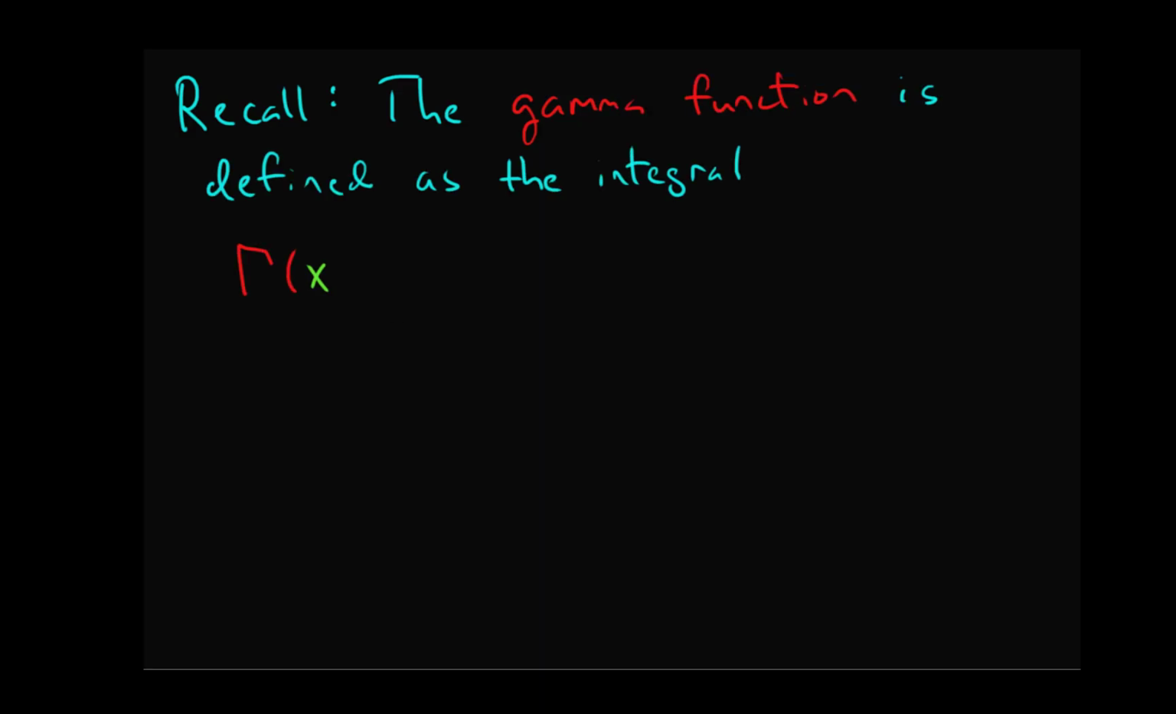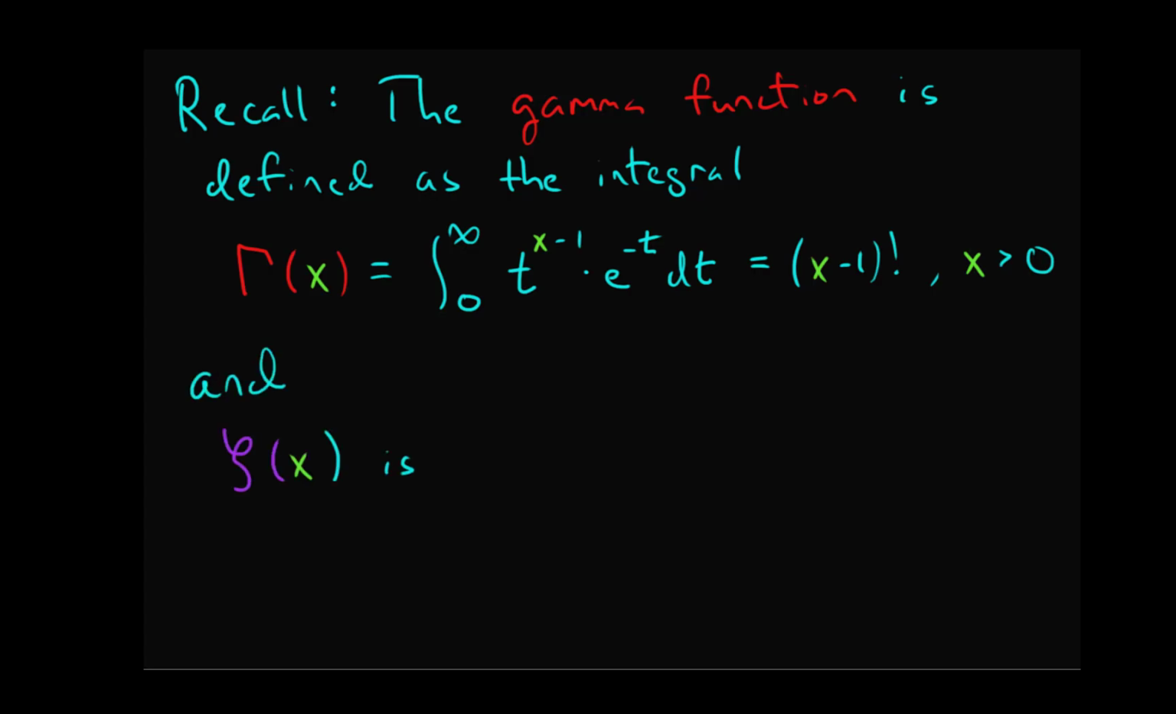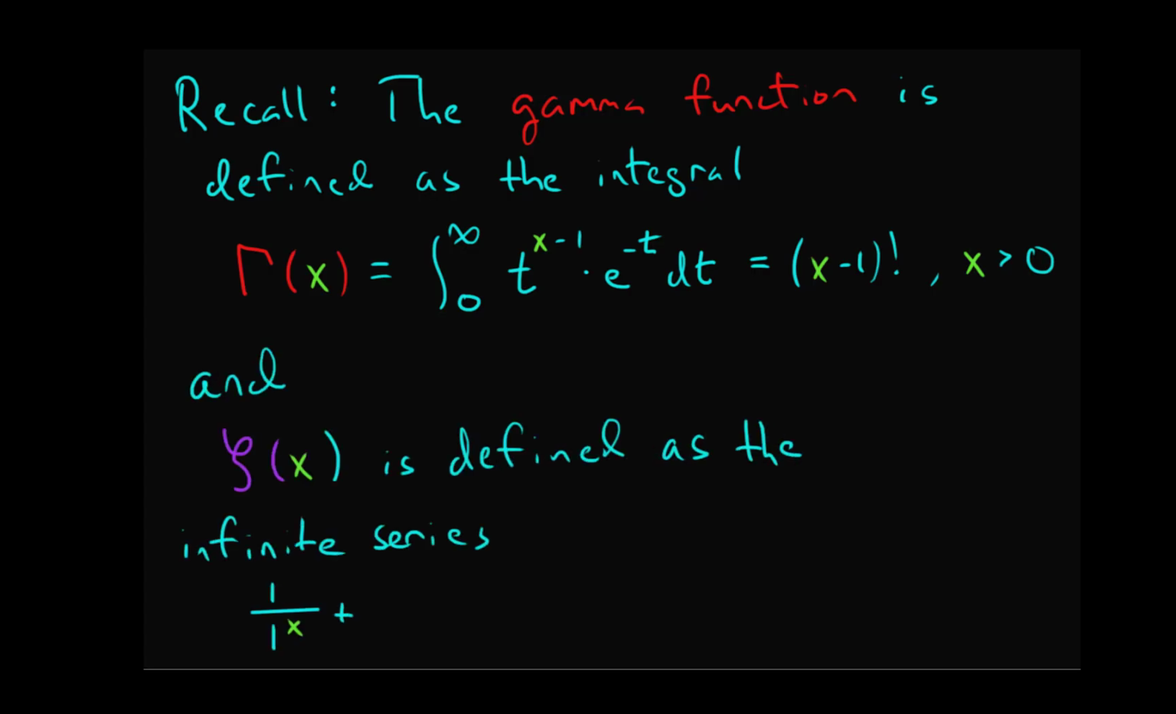So let's go about proving that result. All we have to recall for our purposes now is that the gamma function is defined as the integral from 0 to infinity of t to the x minus 1 times e to the negative t dt. This happens to equal x minus 1 factorial, and this integral converges whenever x is greater than 0. And the seemingly unrelated function zeta of x is defined again as the infinite series 1 over 1 to the x plus 1 over 2 to the x plus 1 over 3 to the x plus ... And this series converges whenever x is greater than 1.